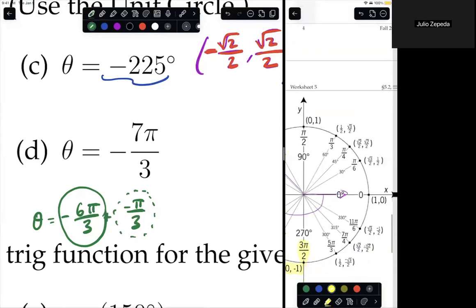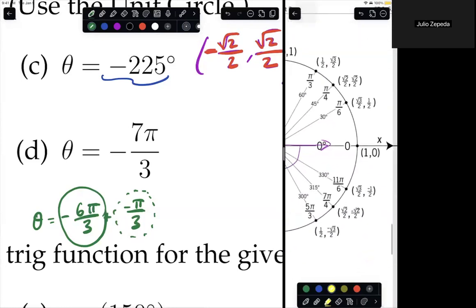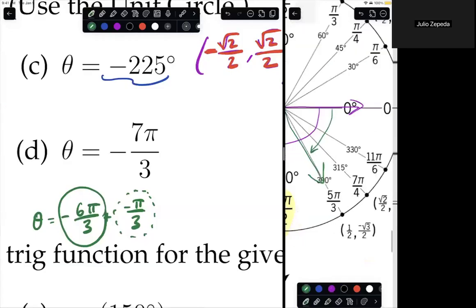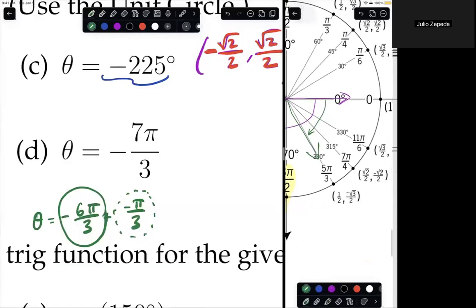So if we go to the unit circle and we rotate pi over 3 radians, which is 60 degrees, in the negative direction, here is negative 7 pi over 3, or here's the coterminal angle. And so the associated point is this one here. So these answers are very easy to find for the most part.